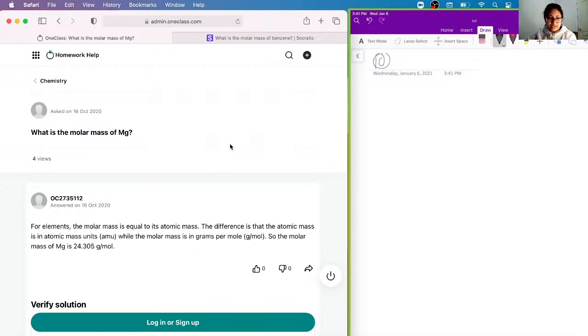The next question says, what is the molar mass of magnesium? You can find the molar mass in the periodic table. However, the way the molar mass is found is by counting the number of protons and neutrons. Usually the number of protons equals the number of neutrons.